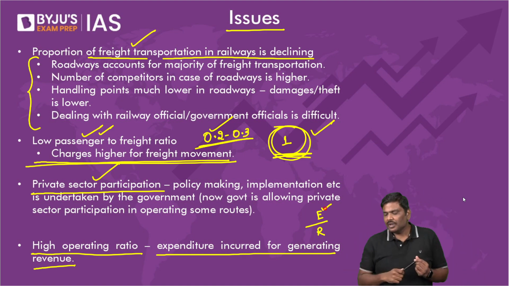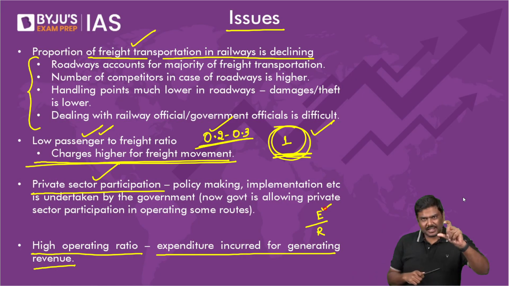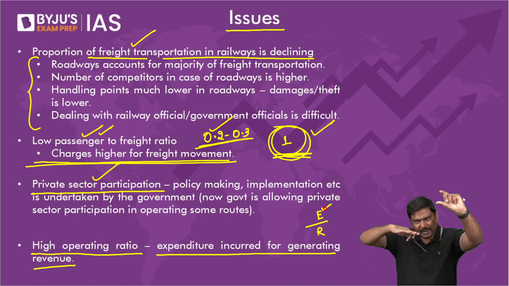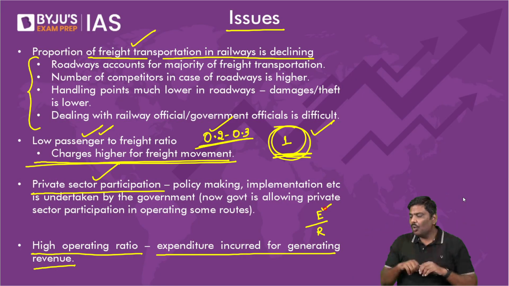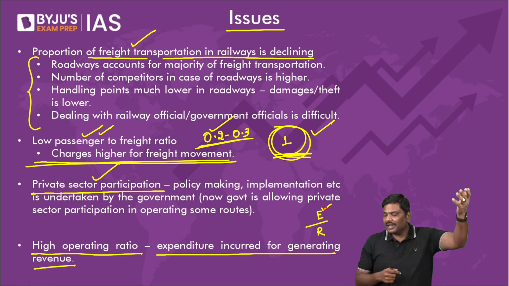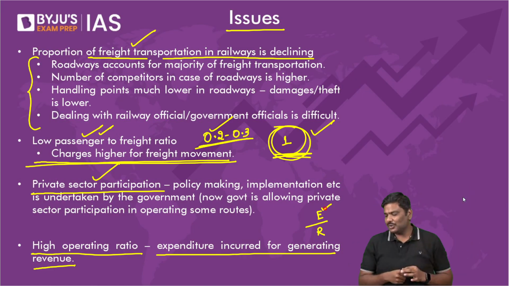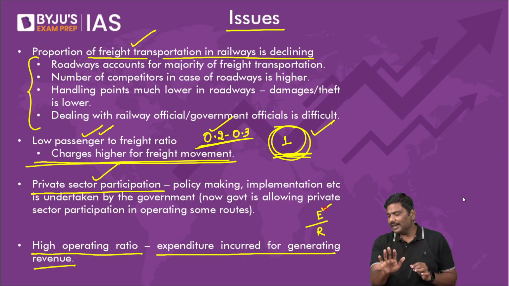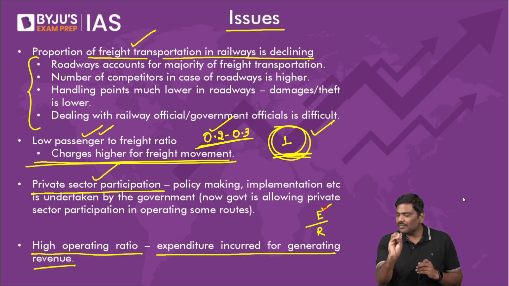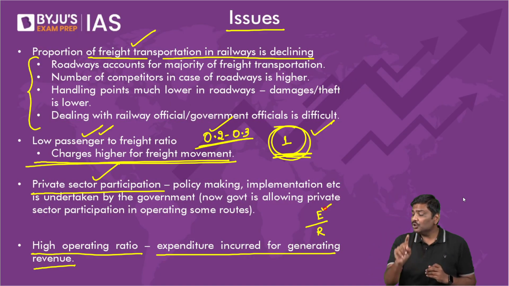Think of it. If the ratio is basically how much is your expenditure to generate revenue, what would you prefer? A high operating ratio or a low operating ratio? My dear, most of you are correct. Some of you are mistaken. You should prefer low operating ratio.